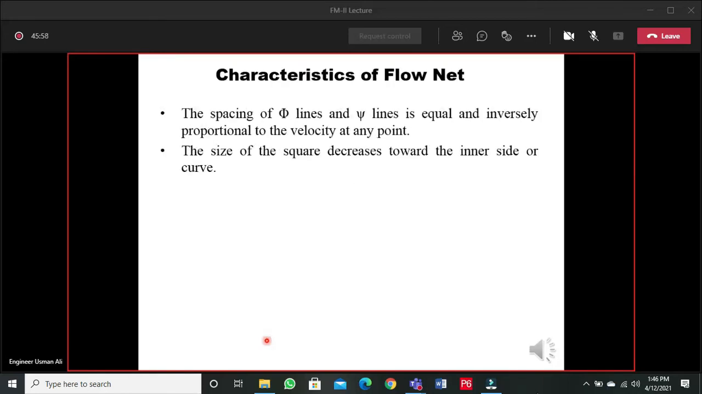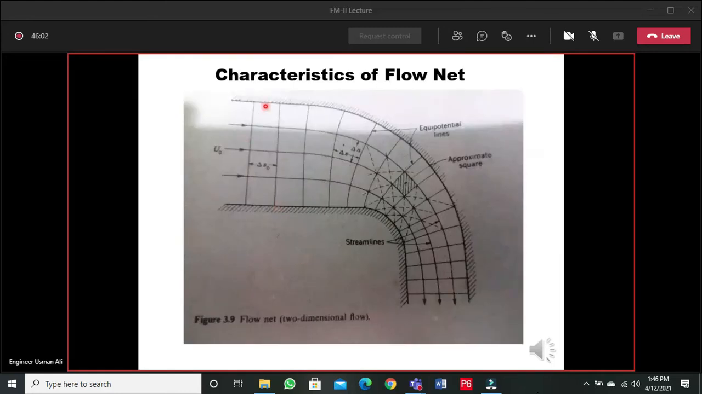In this region of uniform flow, the square size is the same, and in this region the flow increases. So you can see, especially on the inner side of the curve, the flow line square size is smaller, and on the outer side of the curve, where the velocity is lesser, the square size is larger.